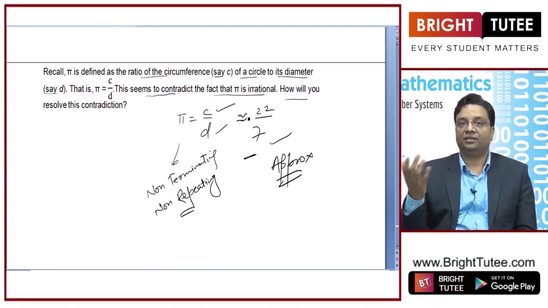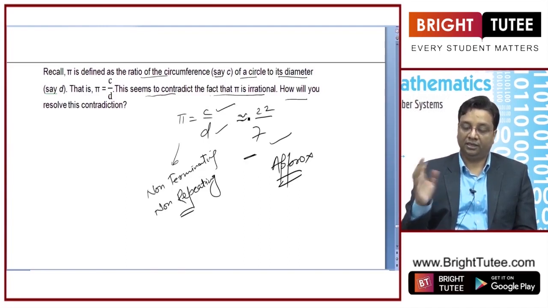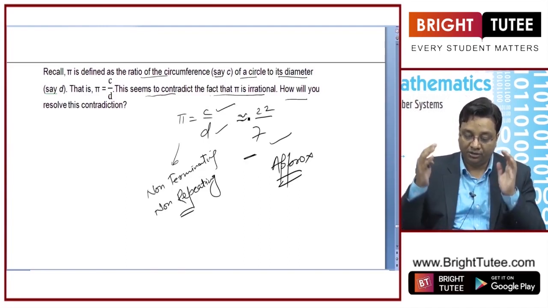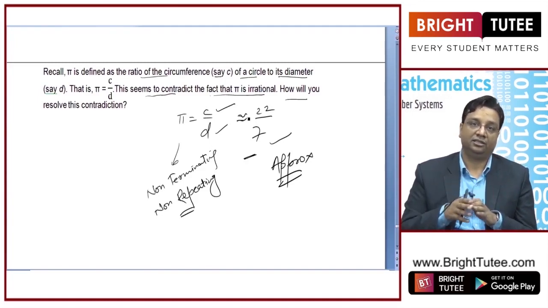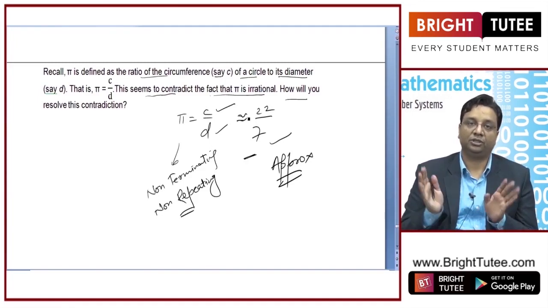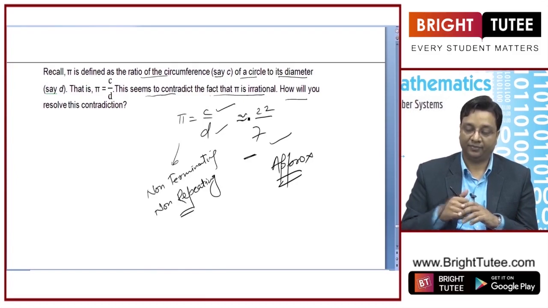That is why this contradiction. Because some of us think that this is the exact value. Now to remove this contradiction, we should keep in our mind that this is not the exact value of pi, this is the approximate value that we take generally.